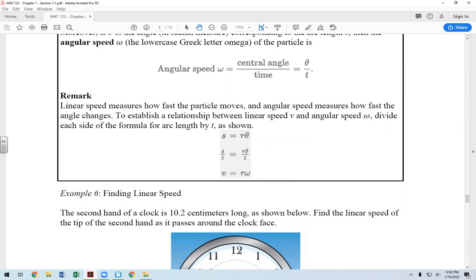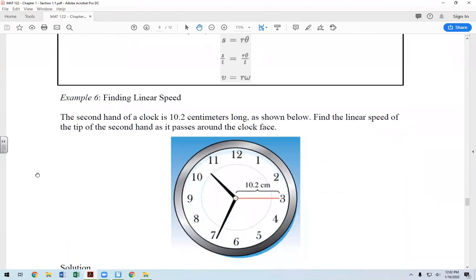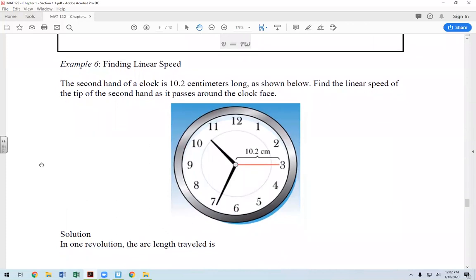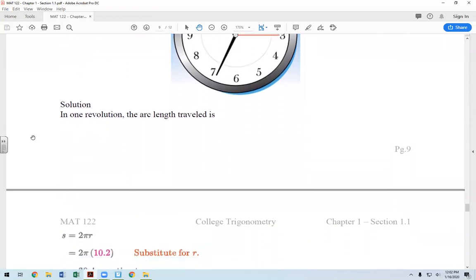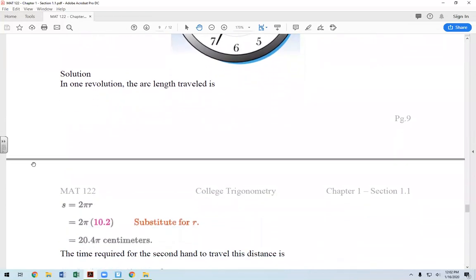All right, so let's look at our example here to try and use this. The second hand of a clock is 10.2 centimeters long, and you can kind of see that in the illustration here. They're asking us to find the linear speed of the tip of the second hand as it passes around the clock face. So obviously it's still talking about that arc length in terms of the linear speed here. We'll have to do a little bit of calculation.